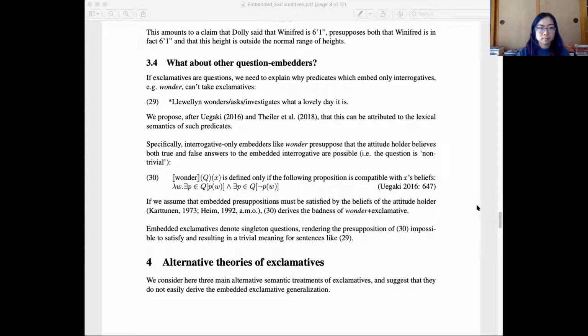So Uegaki proposes that interrogative-only embedders like wonder presuppose that the attitude holder believes that both true and false answers to the embedded interrogative are possible, which is to say that the question is somehow non-trivial or unsettled as far as the attitude holder's beliefs are concerned. So this is given in 30 formally. And if we assume that the embedded presuppositions of an exclamative must be satisfied by the beliefs of the attitude holder, 30 correctly predicts that wonder plus an exclamative will be bad, precisely because embedded exclamatives denote singleton questions. So there's no way for there to be both a true and a false proposition in that set, since there's only one proposition to choose from. So therefore, the presupposition of wonder would be impossible to satisfy with an embedded exclamative.